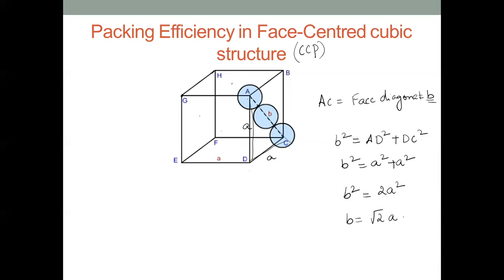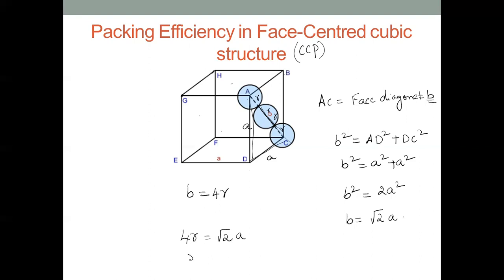So this is the face diagonal. Now this face diagonal B is equal to, if I say this is 2R, right? R and R, and this is 1R, half of the diameter, and this is 1R. So totally R plus R plus R plus R is equal to 4R. Now, if I substitute B here, 4R is equal to root 2 A.